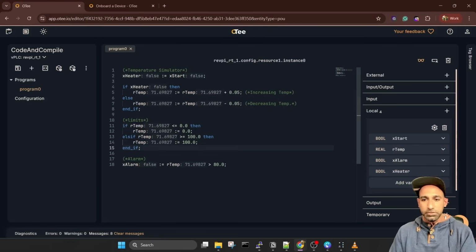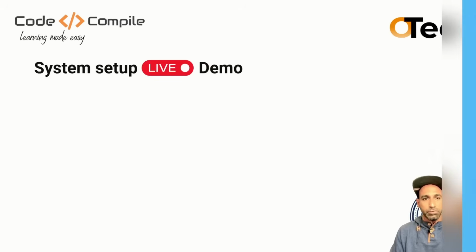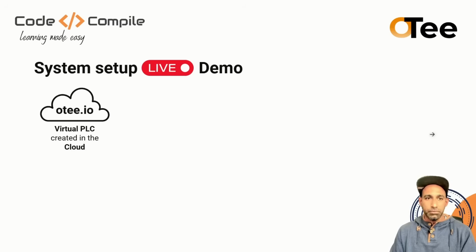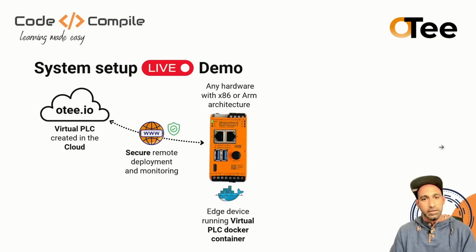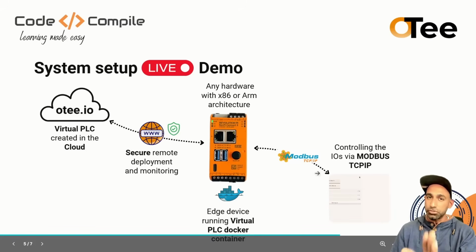Let's go back to the presentation now so that we are not running way behind. What I wanted to show here is the system setup. Initially, we created a virtual PLC in the cloud, and then we securely deployed it into our edge device. Our edge device was Revolution Pi in this case, which is an ARM64 based controller, and in this edge device we are running Docker containers. Now the next part: I'm going to connect to a Modbus server and share the values, for this project which I'm going to show you shortly.